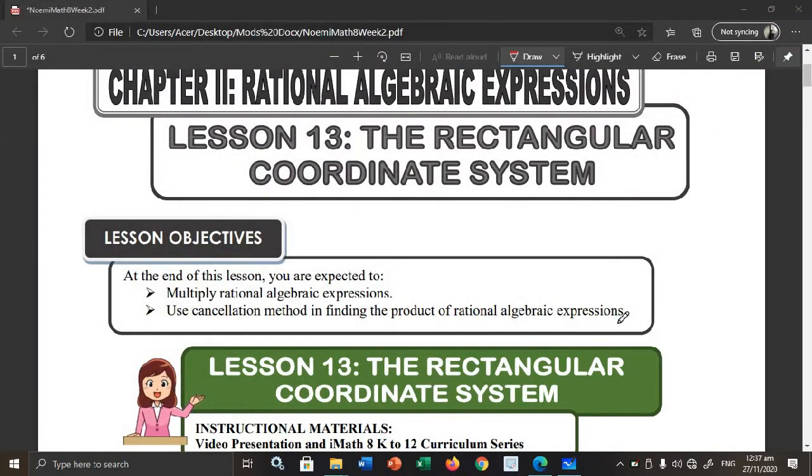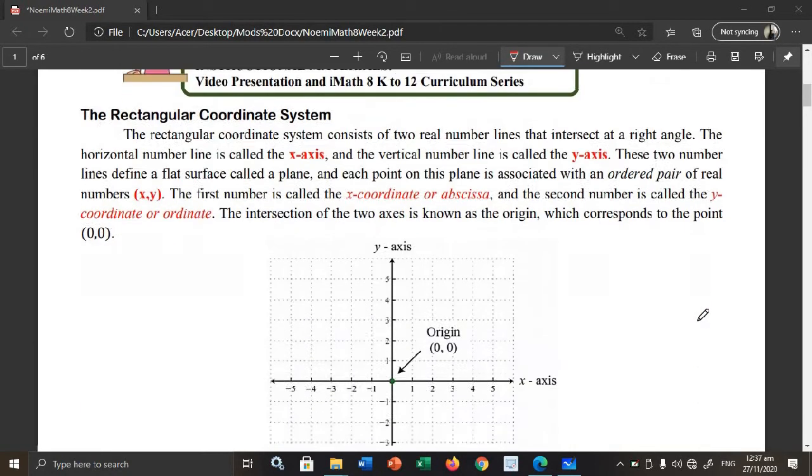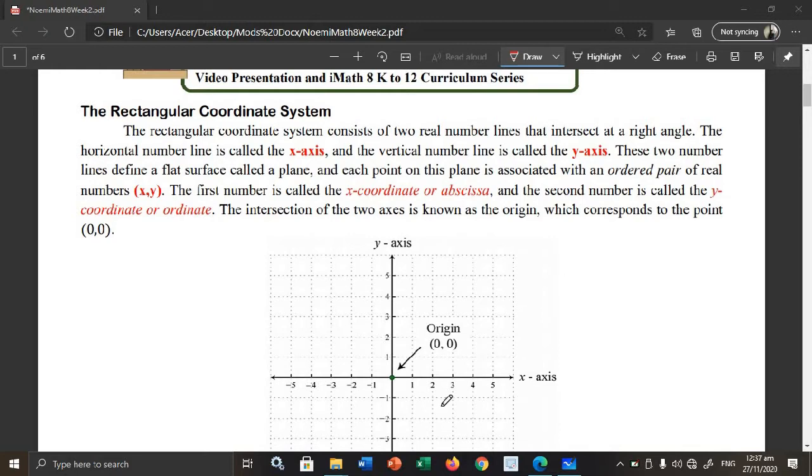For this video, we will talk about the rectangular coordinate system. The rectangular coordinate system consists of two real number lines that intersect at a right angle. As you can see here below, this is an illustration of the rectangular coordinate system. If you are not familiar with it, it is also called the Cartesian plane.